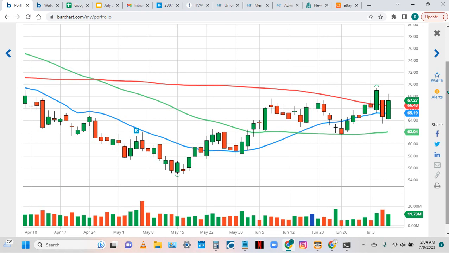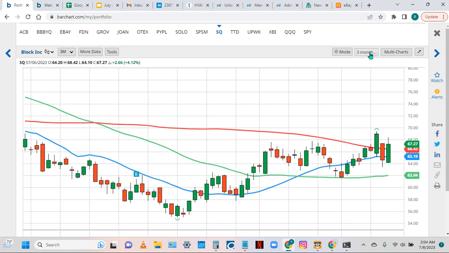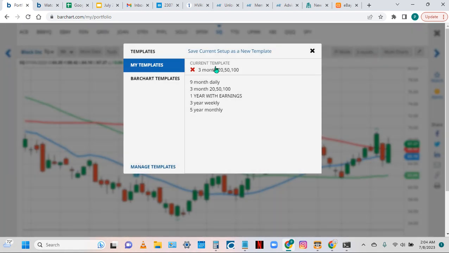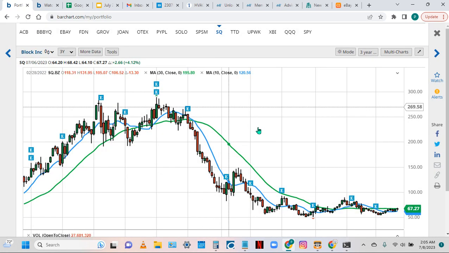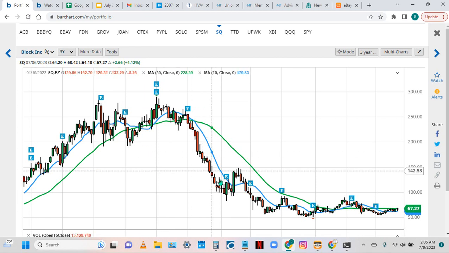So let's take a look at one more chart. Let's zoom out a little bit to a weekly chart, so you can see what I'm seeing. So this is the same company on a weekly chart. We've had this stage 4 downtrend.